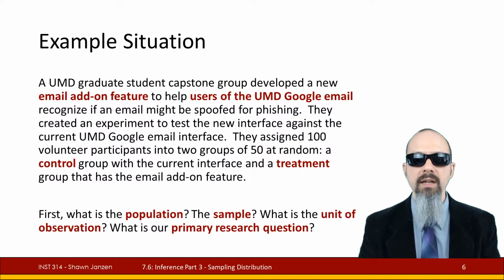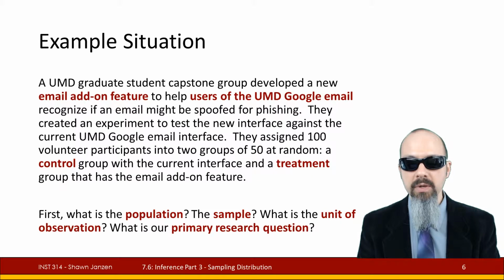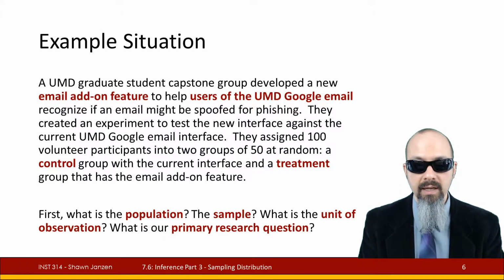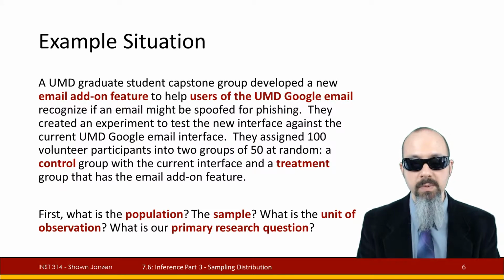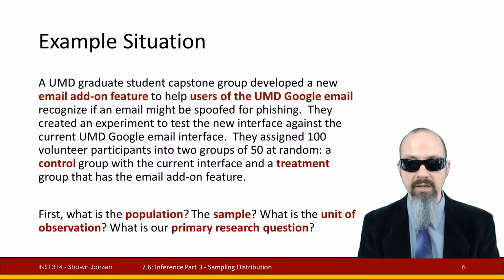So let's go ahead and take a look at a particular example here. A UMD graduate student capstone project has developed a new email add-on feature to help users of UMD Google Email recognize if an email might be spoofing for phishing. They created an experiment to test the new interface against the current UMD email interface. They assign 100 volunteer participants into two groups of 50 at random, a control group that keeps the current interface, and a treatment group that has the email add-on feature.